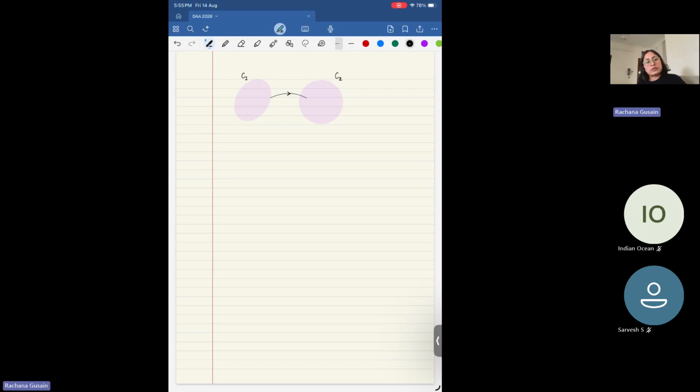Now forget about the other parts of the graph and just focus on these two strongly connected components. There are a few vertices in C1, a few in C2. In C1, if I pick any two vertices, they are connected in both directions. In C2, if I pick any two vertices, they are connected in both directions. There is a path in either direction.